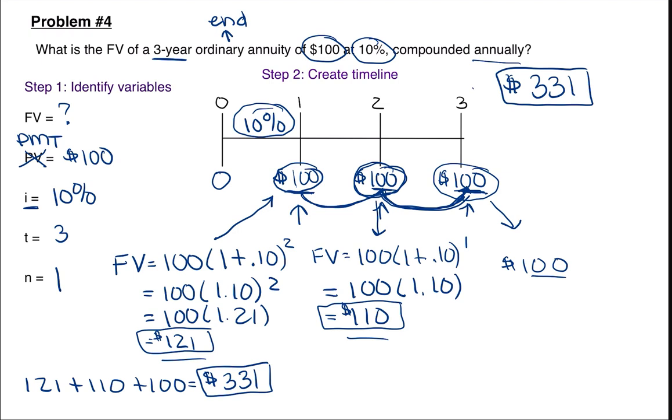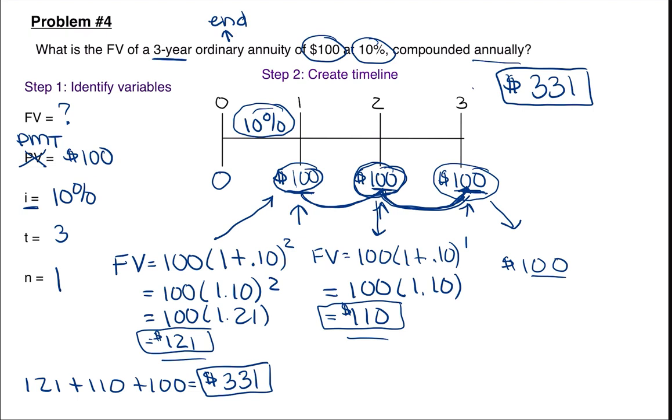This is part 2 of the lecture for Module 2, Time Value of Money. We left off last time calculating the future value of a 3-year ordinary annuity in which the payments are made at the end of each period. We're going to move on to the next one.